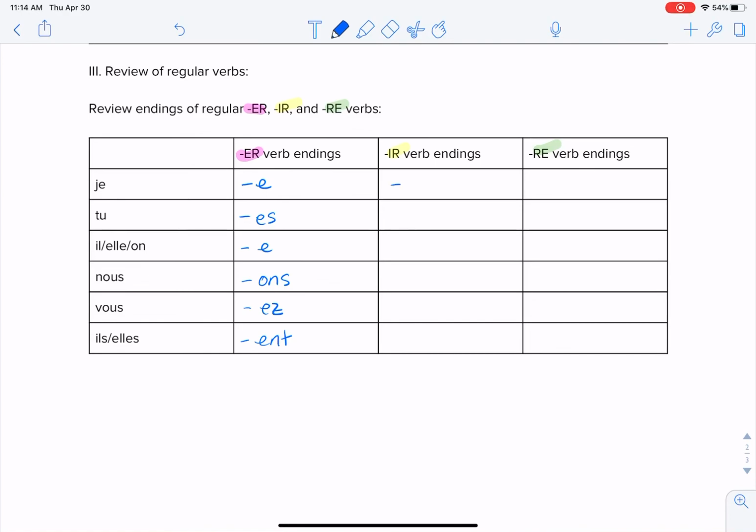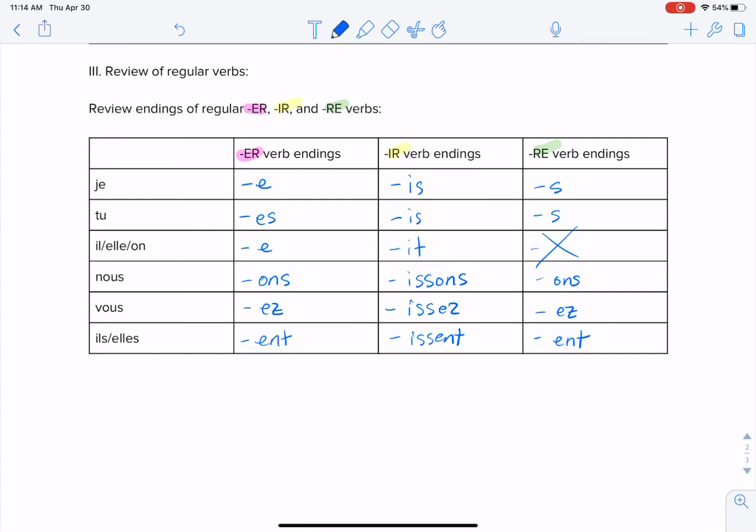IR, remember our Mexican hat dance? IS, IS, IT, ISSONS, ISSEZ, ISSENT. RE, we just learned S, S, nothing. I'm going to put a big old X there. Nous, ONS, vous, easy, and then il, elle, plural, ENT.